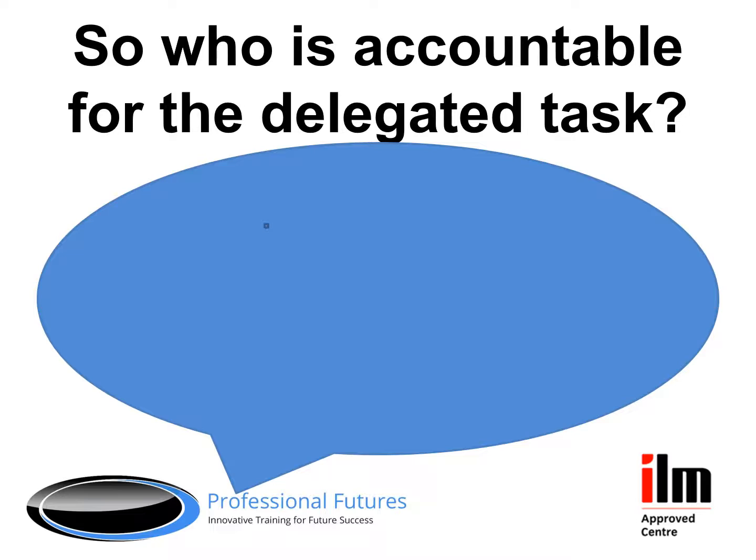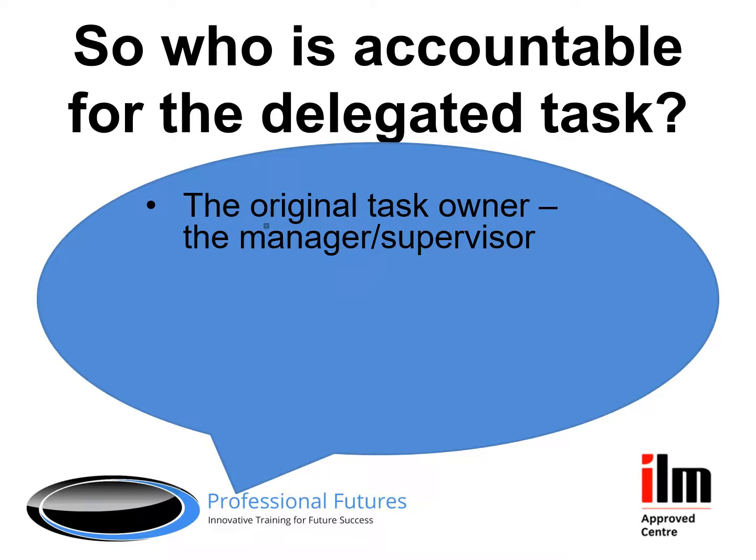In the earlier slide we talked about two key elements involved with delegation, which are authority and responsibility. But another key term when we consider delegation is accountability. So who is accountable for the delegated task? Well, whoever owned the task in the first place is accountable for it. That might be yourself, the manager, or the supervisor, whoever is issuing that task out for somebody else to complete.